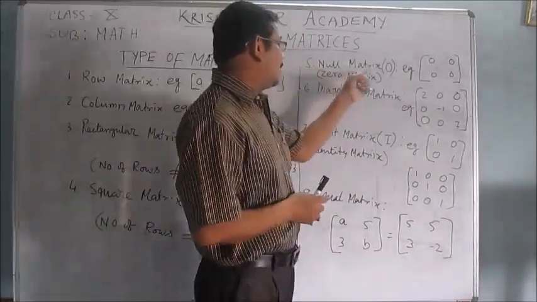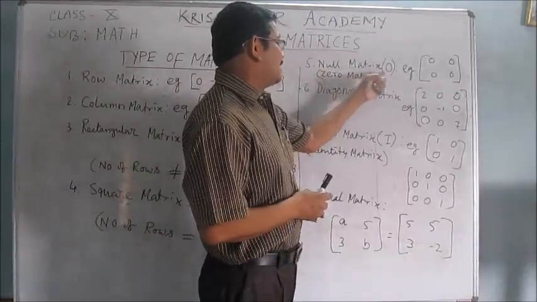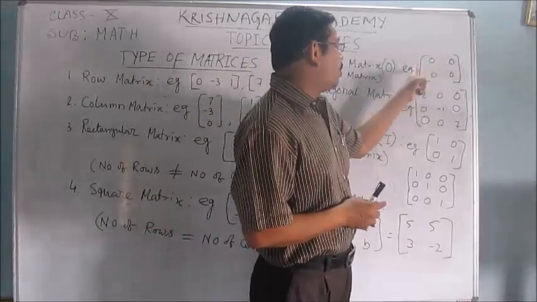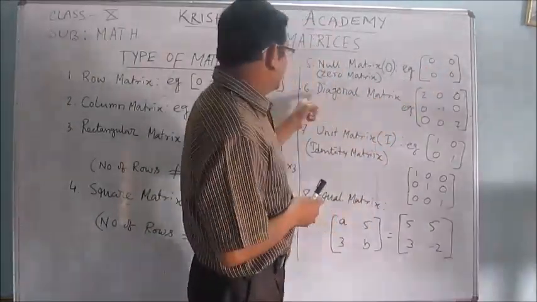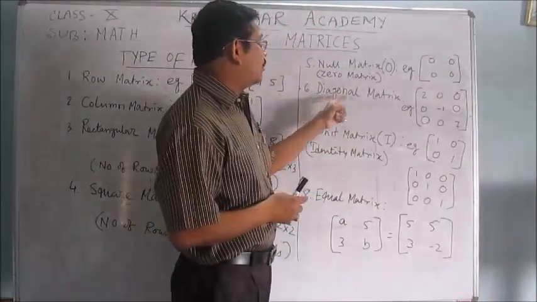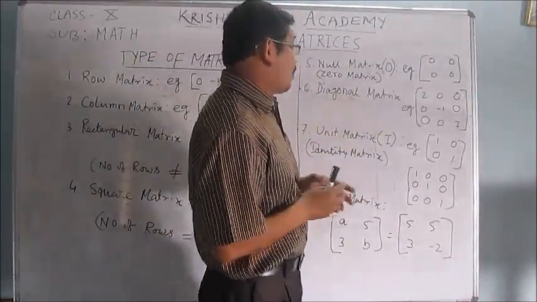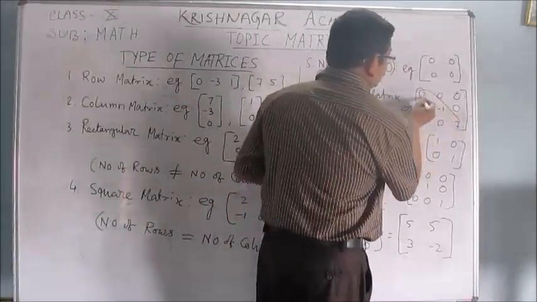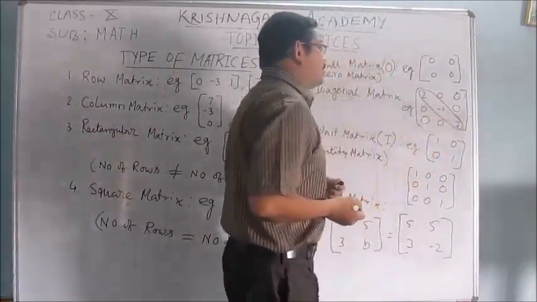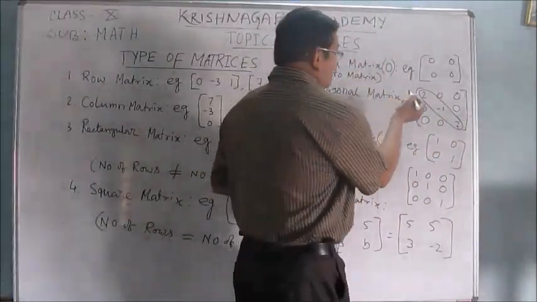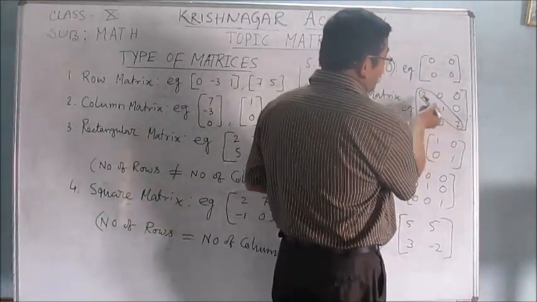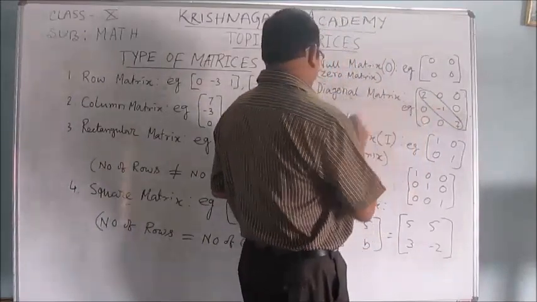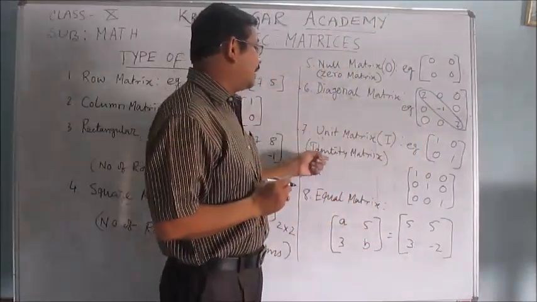Fifth type, null matrix or zero matrix. It is denoted by capital O. I have given one example, 0, 0, 0, 0. Here all elements should be 0. Next type, number 6, diagonal matrix. What is a diagonal matrix? A square matrix in which all the diagonal elements are non-zero. This diagonal is called the leading diagonal. So you have to check whether the leading diagonal elements are non-zero and the other elements are 0, then we can say that it is a diagonal matrix.